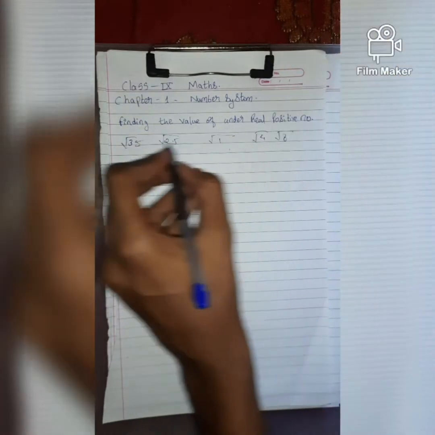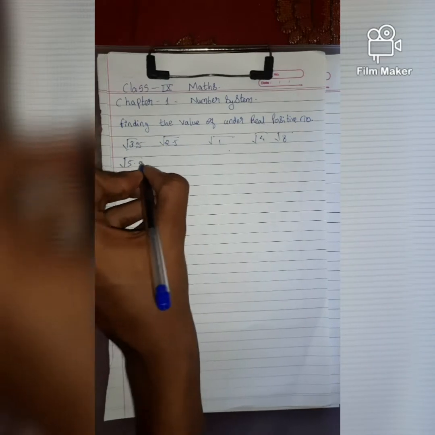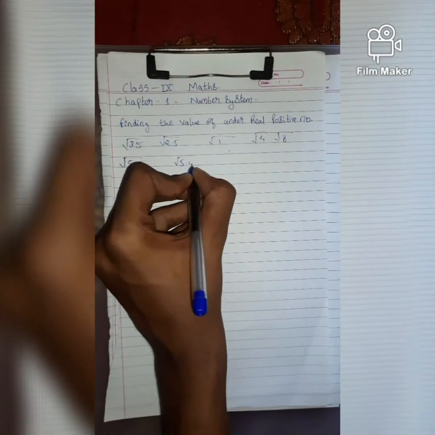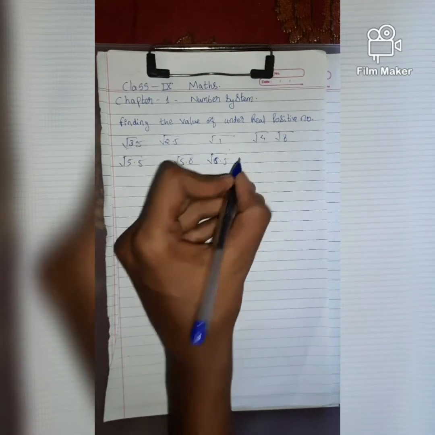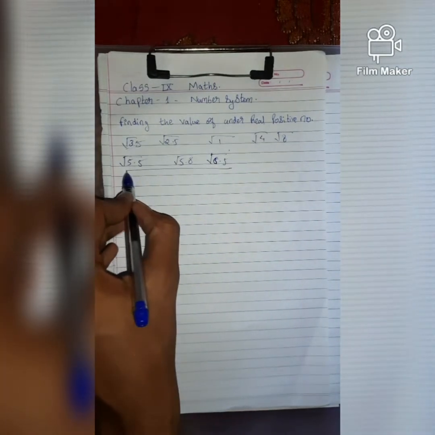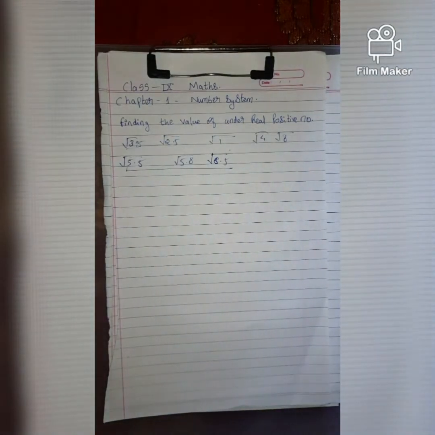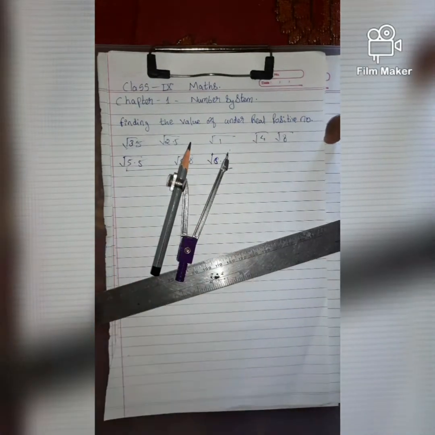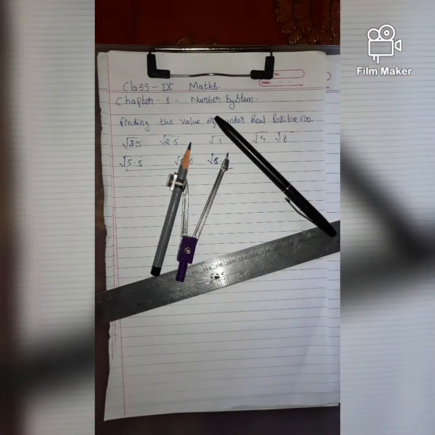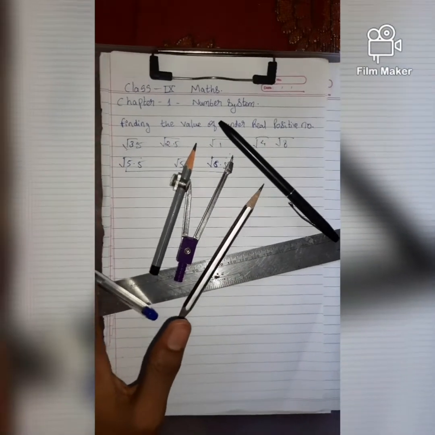So there are many more quantities like 5.5, 5.8 and 6.5. So we are going to find the values of these numbers on the number line. So now let's go to the part. To find this, we need a compass, a scale, and a pen and a pencil. So these are the essentials that we require to do this.